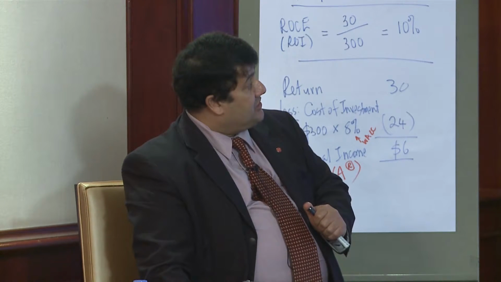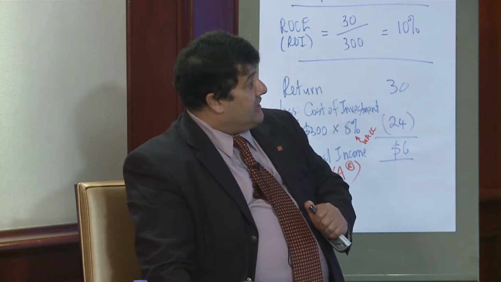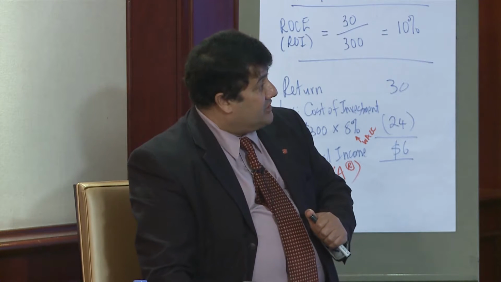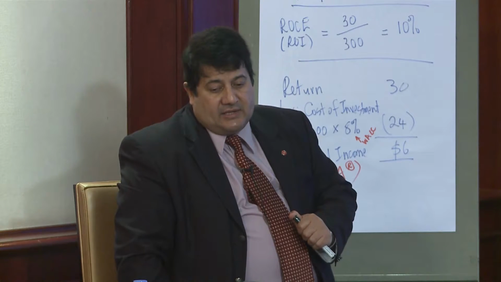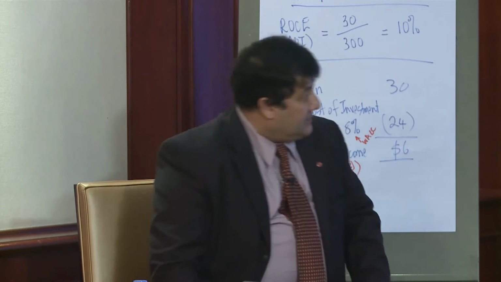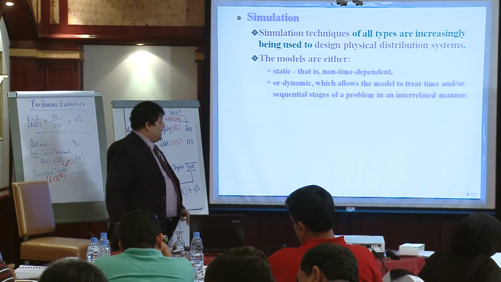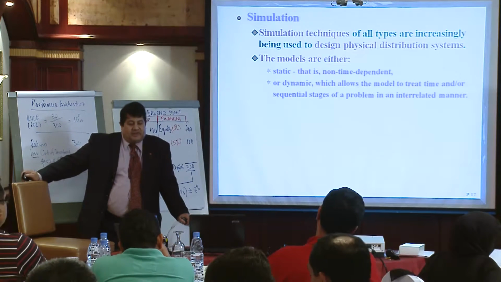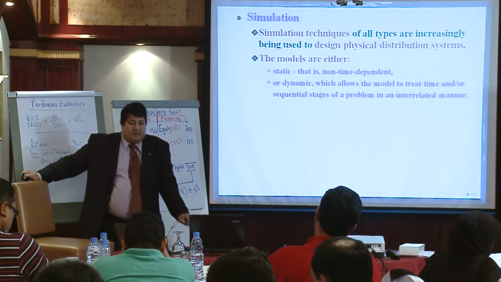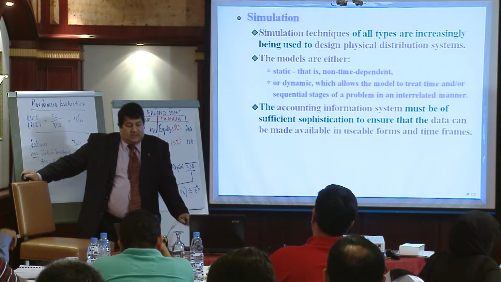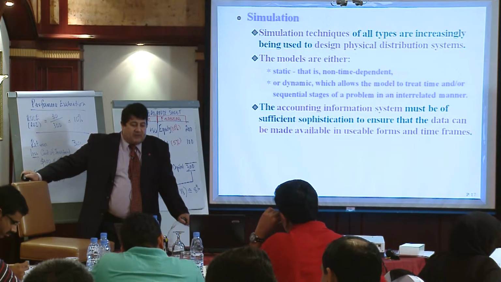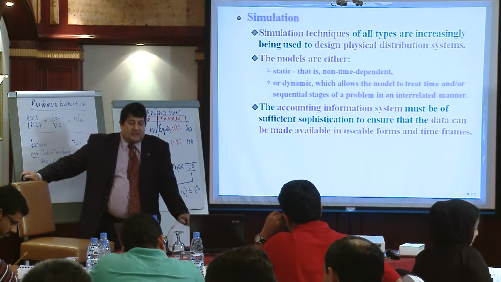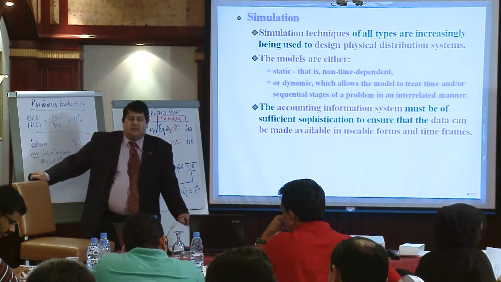Lastly, we have simulation. Simulation techniques of all types are increasingly being used to design physical distribution systems. The models are either static, that is non-time dependent, or dynamic, which allows the model to treat time and or sequential stages of a problem in an interrelated manner. Account information systems must be sufficiently sophisticated to ensure that data can be made available in usable forms and time frames. So it is really dynamic these days.